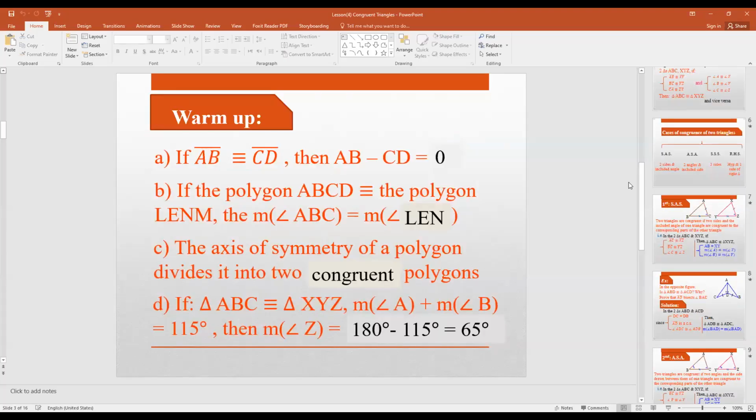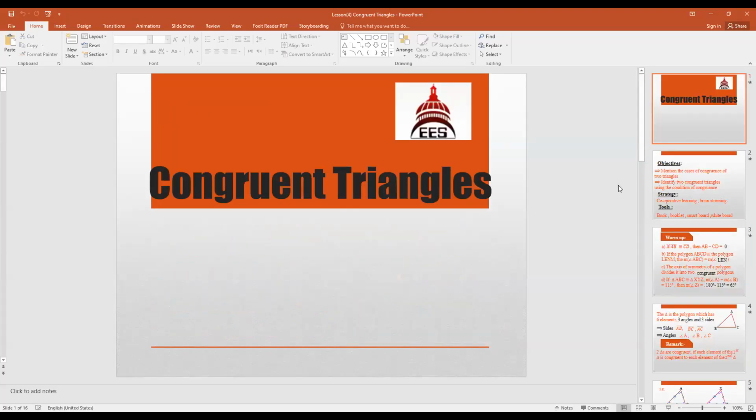So today we have studied congruent triangles. From the first, we said that any two polygons are congruent if all sides and all angles in the first polygon are congruent to the corresponding parts in the second polygon. And we talked about the special cases of congruent triangles. There were four cases.